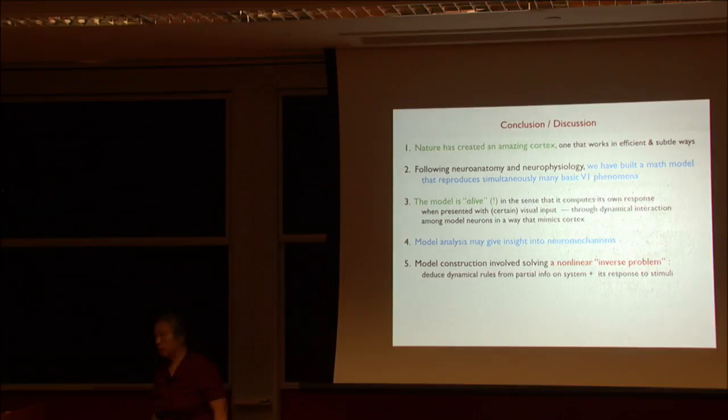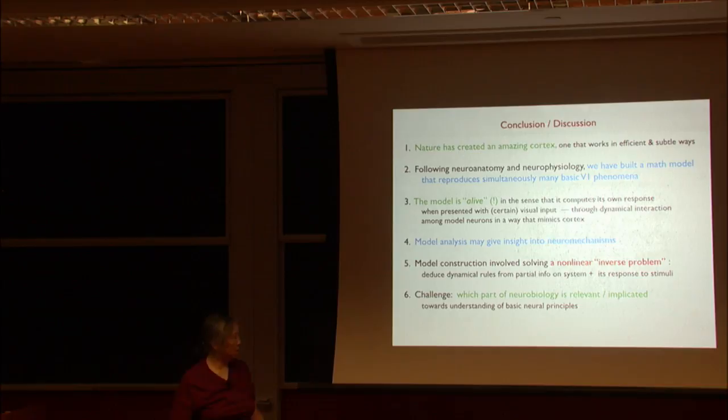So the challenge is really which part of neurobiology is relevant and which part is implicated. There are so many things around. What do you put in, what is relevant for what? A lot of the work of figuring out which part is relevant and what is implicated goes towards understanding some kind of underlying principles, which of course I cannot claim that we have, but we had enough to put together this model.